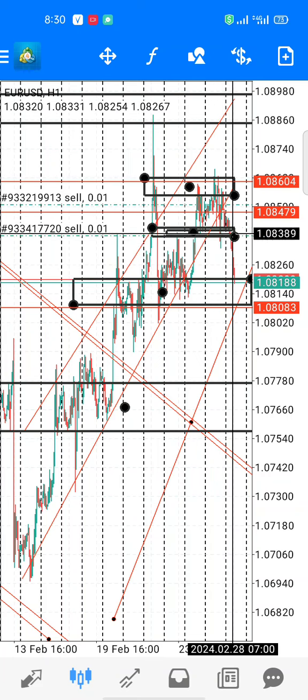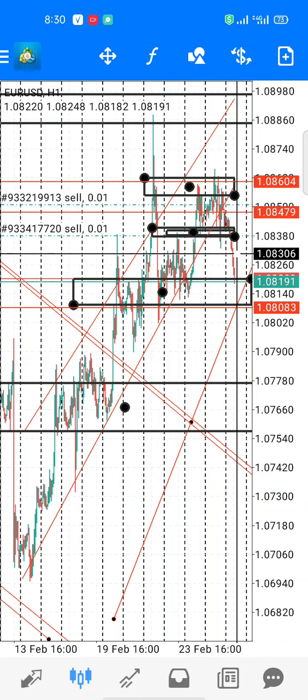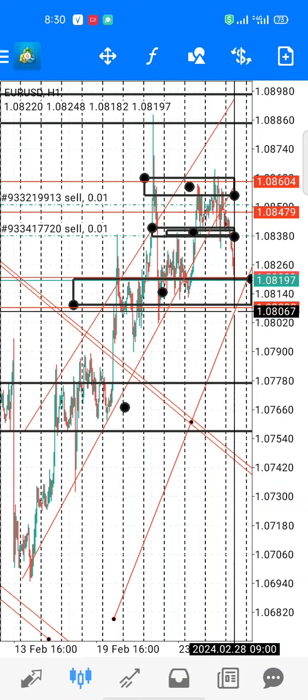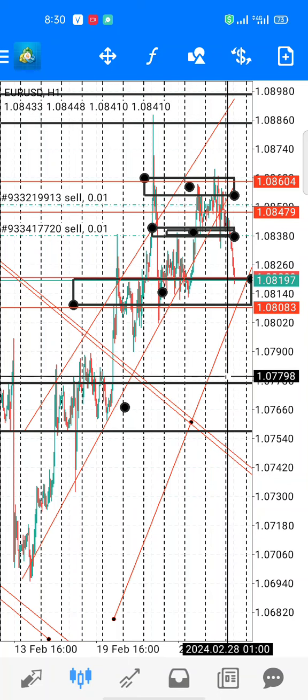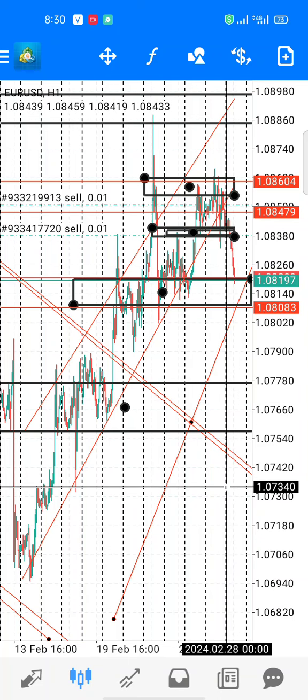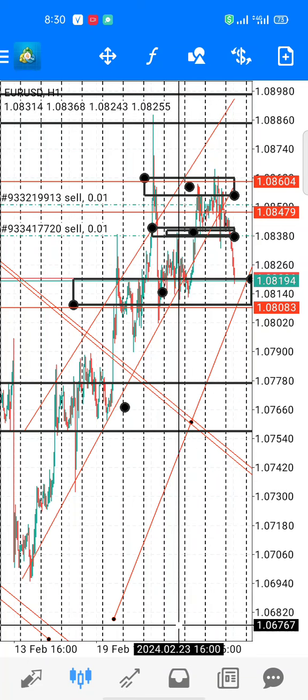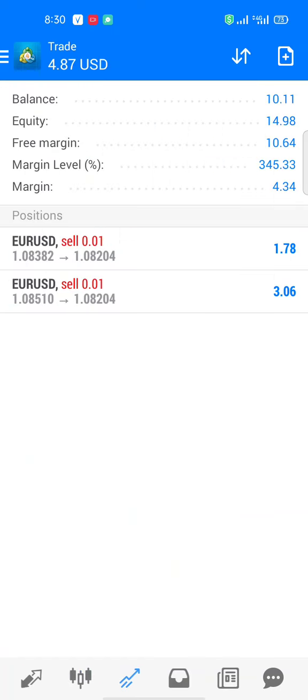When it failed to break the zone, I entered my second trade. When it crossed here, I entered my third trade. When it failed to break that zone, and when it broke it, I entered my third trade, and when it fell down from this zone, I entered my fourth trade. This is how I continue entering this trade before the market reaches here. Trust me, I'm making a hell of profit before the market reaches this zone.